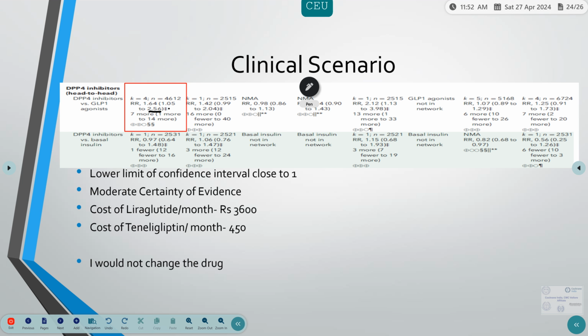The certainty of evidence also is moderate because of risk of bias. And comparing the cost, liraglutide per month comes to around 3,600, while teneligliptin per month will come to around 450 rupees. So based on all of this, personally I would not change the drug, but everyone's interpretation can differ. And for the GLP-1 agonists, Indian companies are also getting licensed, so the cost may come down, in which case they may become a more viable option.